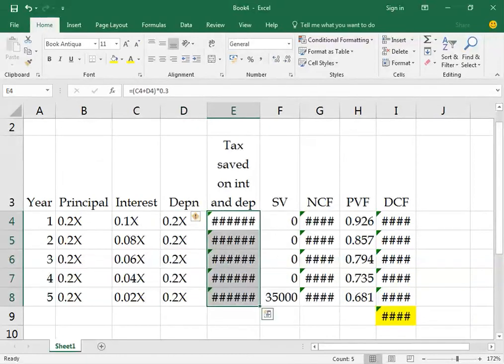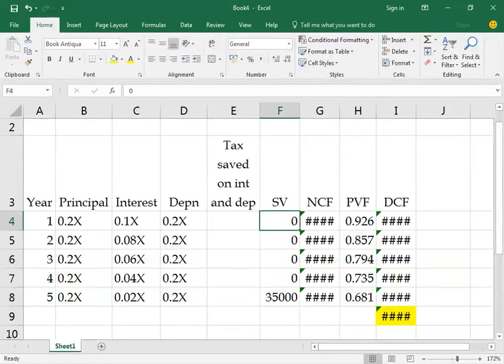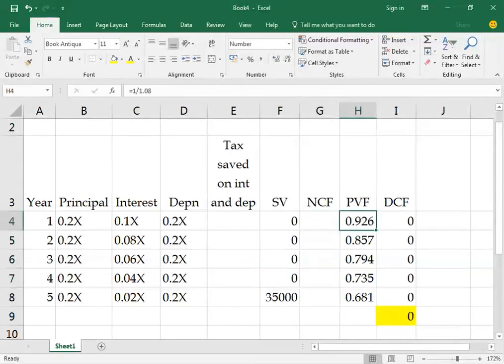You can calculate the tax benefit on this. Salvage value will be 35,000. That doesn't undergo a change. You will get your NCF in terms of x. You will get this figure and equate this figure to 335, 388. So principal is 0.2x every year. Interest is 0.1x, 0.08x, 0.06x, 0.04x, 0.02x. Depreciation is 0.2x every year. Calculate the tax benefit, get the NCF, and then let me know what equates to 335, 388.